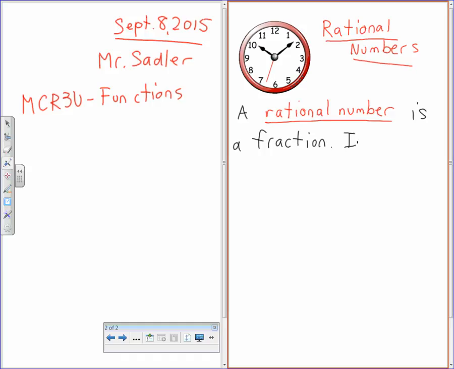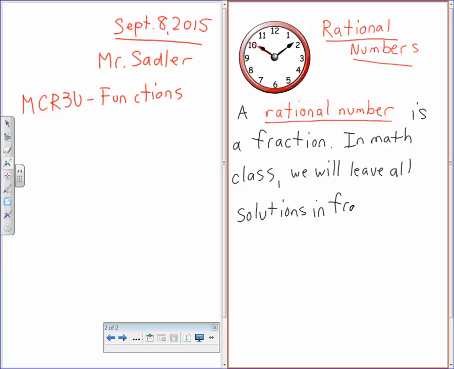In math class, we will leave all our solutions in fraction form. Example, 1/3 versus... always leave it in the fractional form.